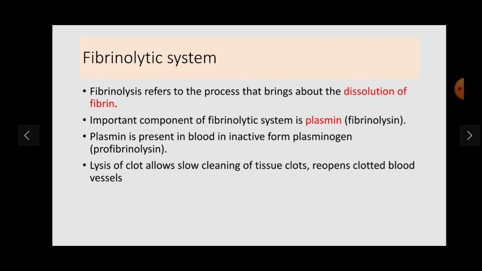An important component of the fibrinolytic system is plasmin. Plasmin is the active form. It is formed from the precursor plasminogen, and this lysis of the clot allows slow cleaning of the tissue clots and it reopens clotted blood vessels.